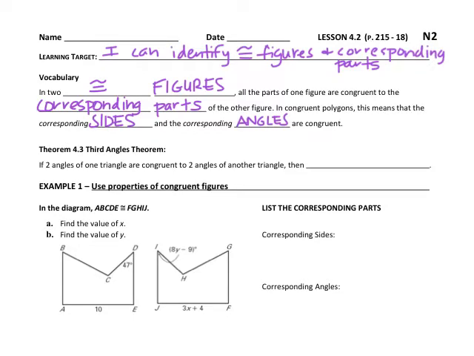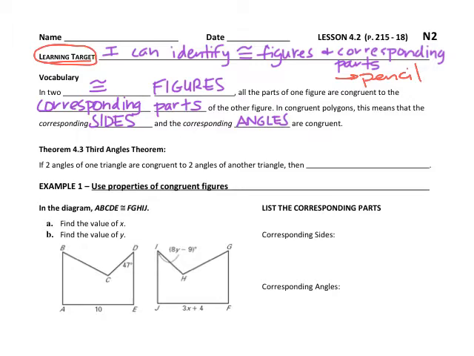This video is for lesson 4.2, and our learning target for this lesson is: I can identify congruent figures and corresponding parts. And I just want to remind you that you want to be writing in your notes using pencil. And of course, please do write in the learning target at the top of your page.